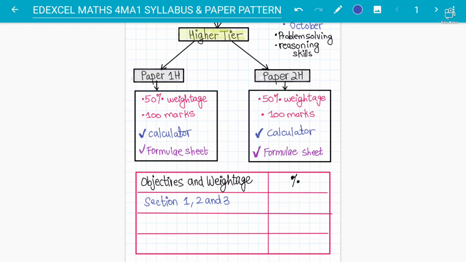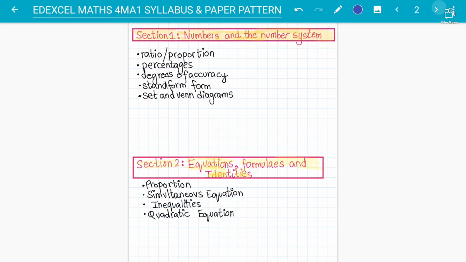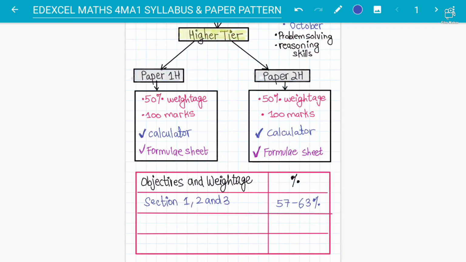If you want to score more marks, out of 200 marks, if you can score 160, 170 marks, you are in the safe zone. So sections number 1, 2, and 3 will come cumulatively to around 57 to 63% weightage. Students, that is what you need to understand. I'll repeat my point: paper 1 and paper 2 combined will have questions from sections 1, 2, and 3, which are numbers, algebra, and sequences, functions, and graphs. They will have about 60% weightage of the paper.